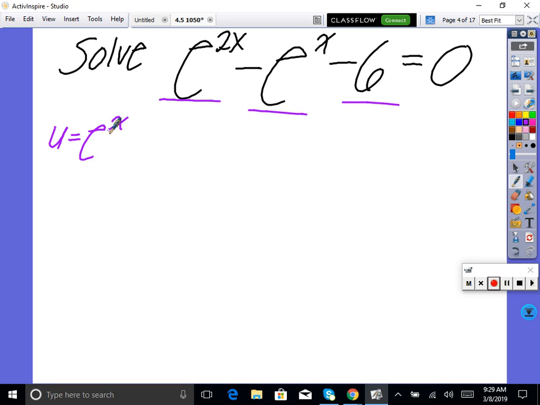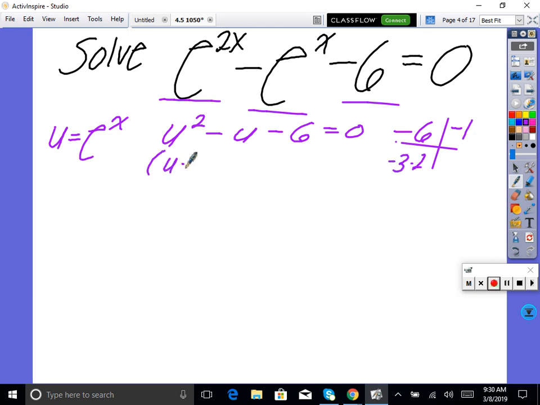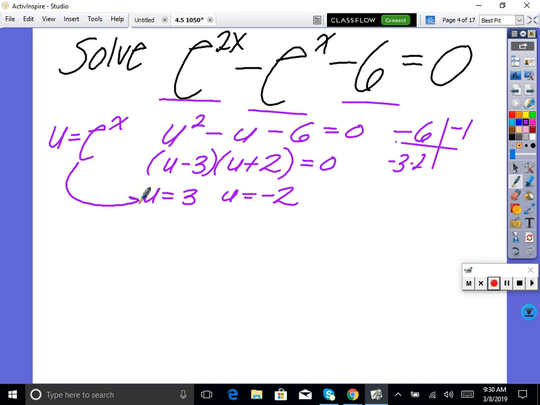Because then we have now u squared minus u minus 6 equals 0. Now we can solve for u. What multiplies to be negative 6 and adds up to be negative 1? 3 times 2, negative 3. So this factors to be u minus 3, u plus 2. Now we could solve, so u equals 3 and u equals negative 2. Agreed? But u is not what we're solving for. We got to put back in e to the x.